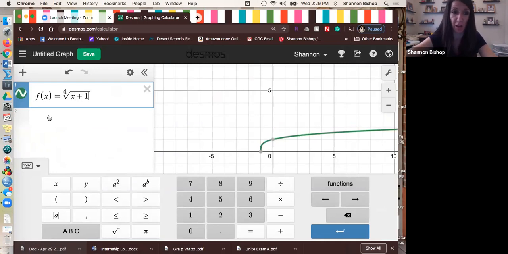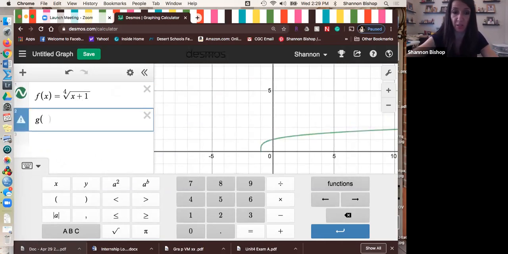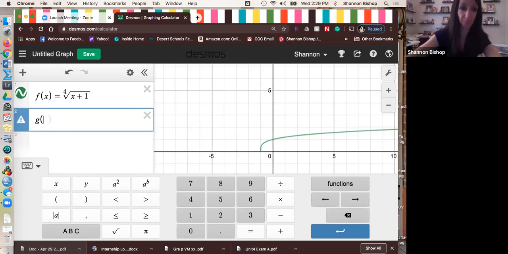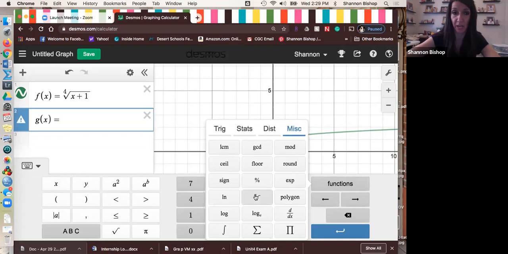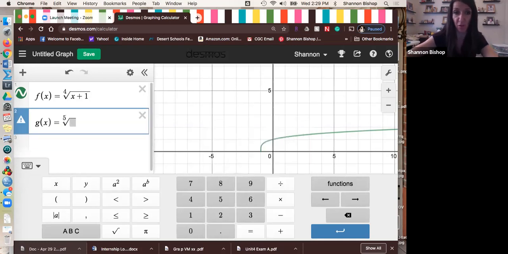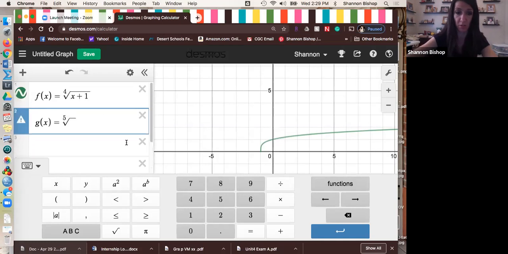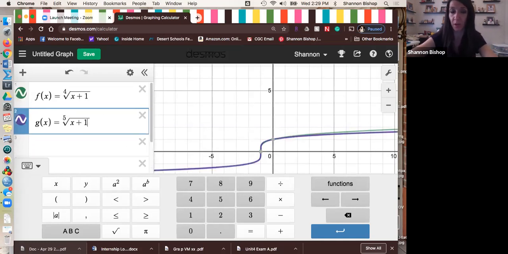And then for the other one, g of x, or whatever function names they were. Yeah, f and g again. So g of x was the 5th root. So once again, functions, miscellaneous, 5th root of x plus 1. Okay, so you've got the functions.